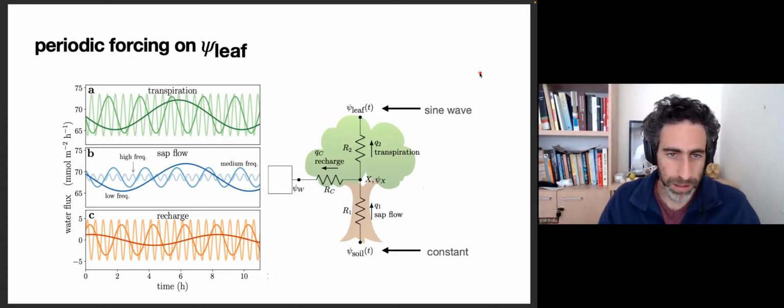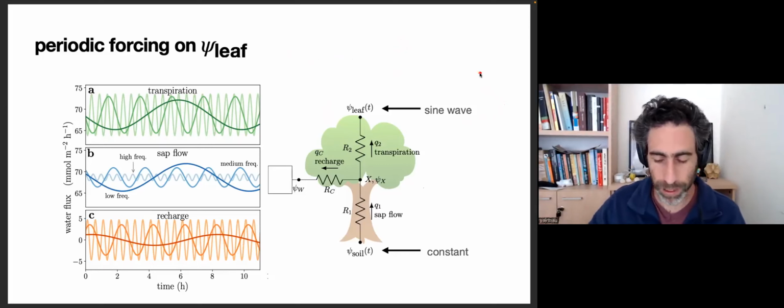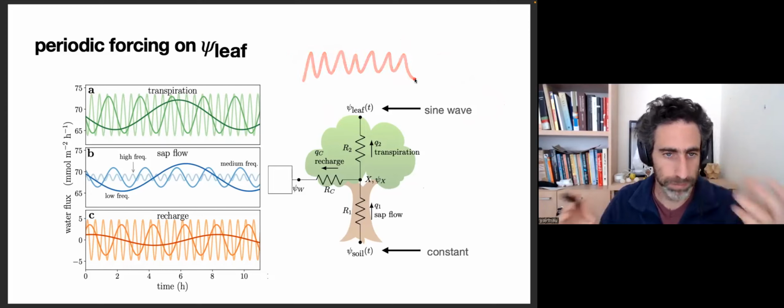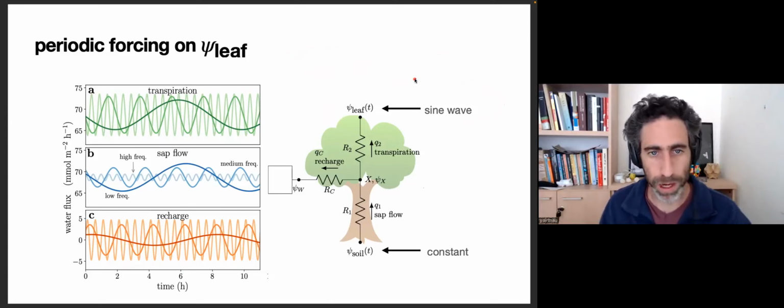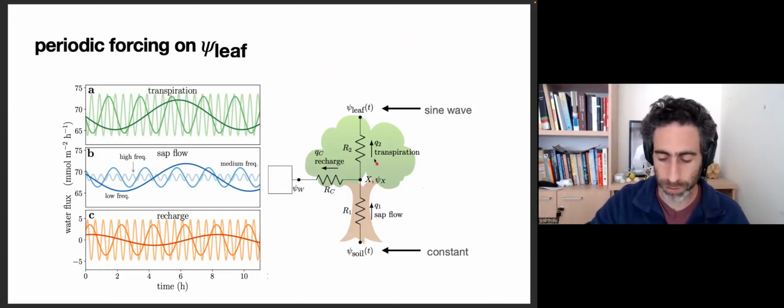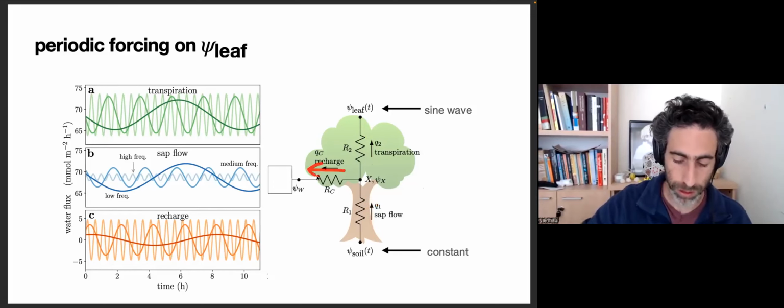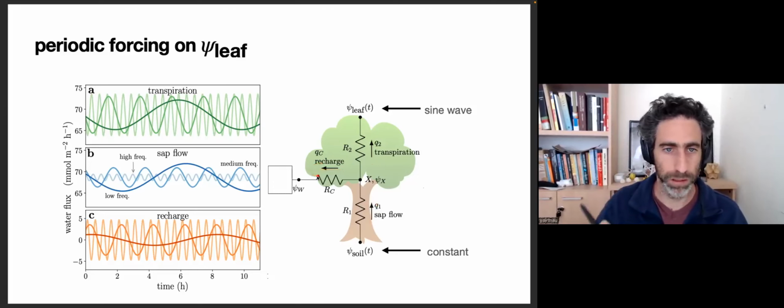But because I'm a modeler and I can play with what I built, I can make this sine wave really long in time or really short. Why? Well, you'll see why, but right now, because I can. And I want to ask what will happen to the flows of water? What will happen to transpiration? What will happen to water uptake from the soil, the sap flow, and what will happen to recharge? There are 3 flows of water in the tree.